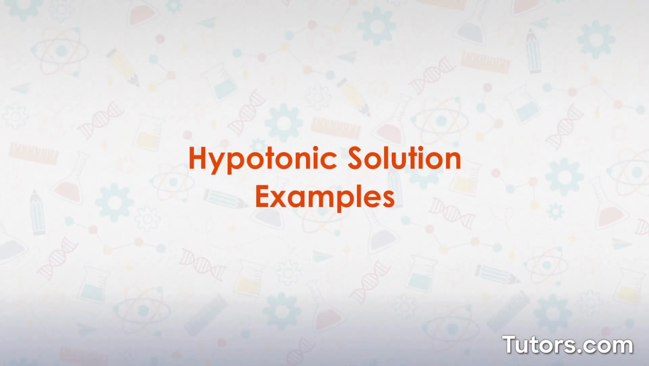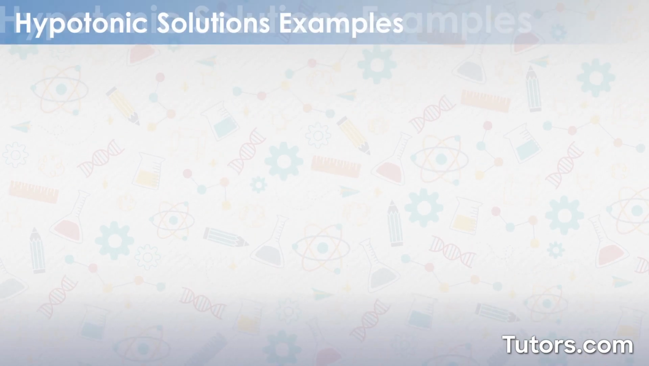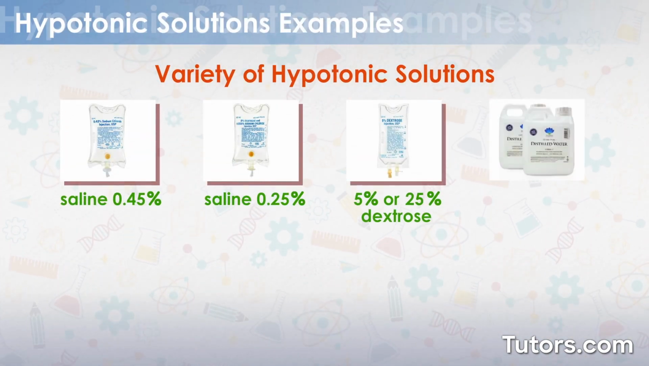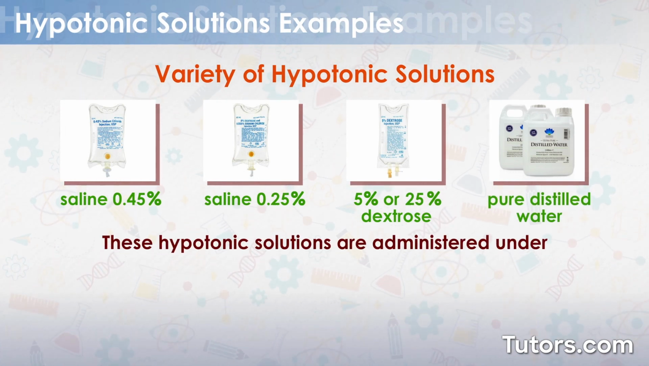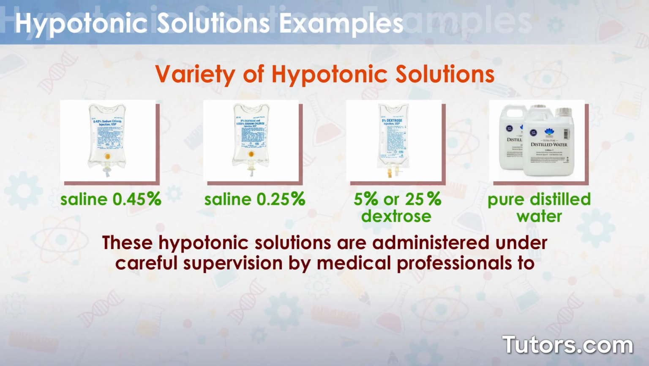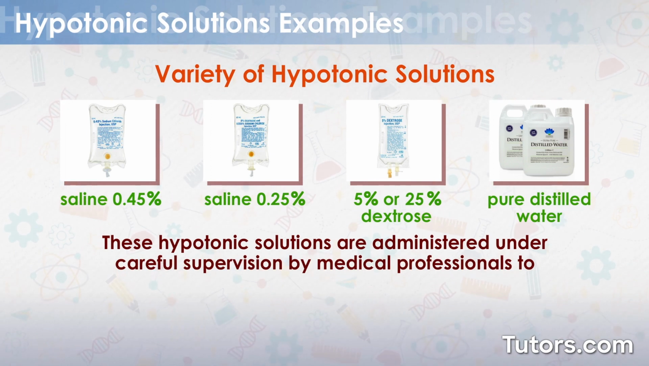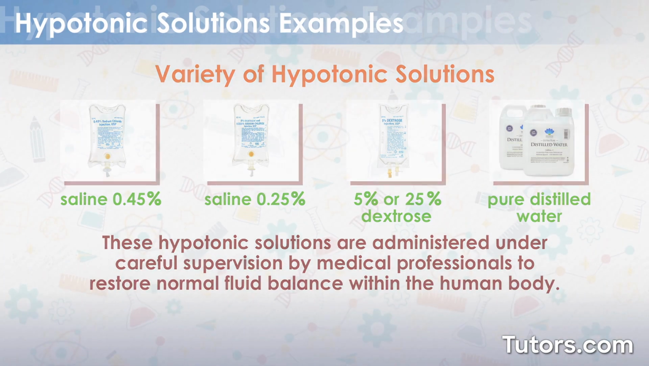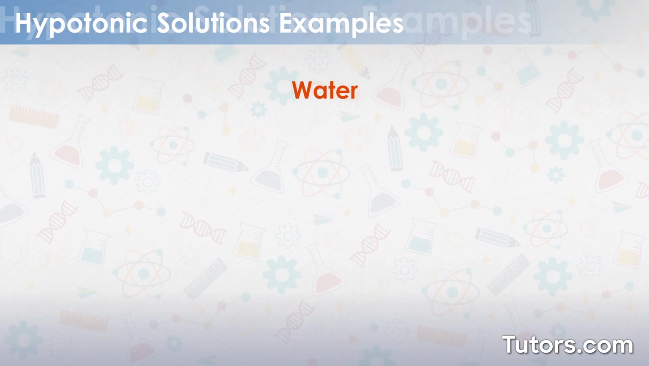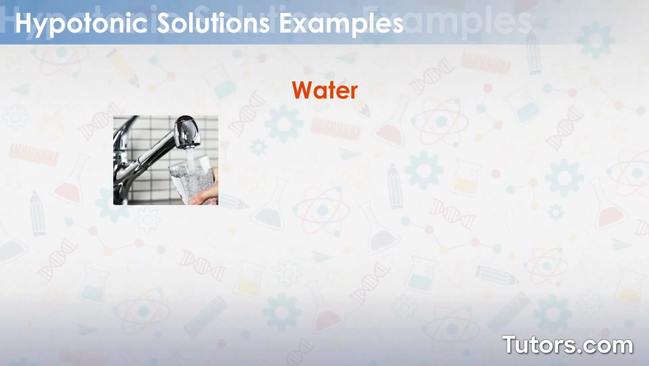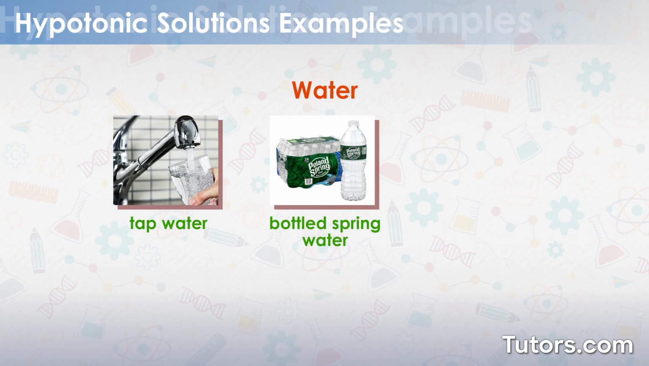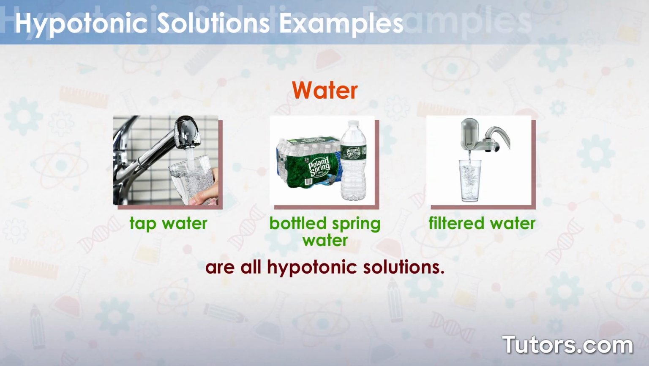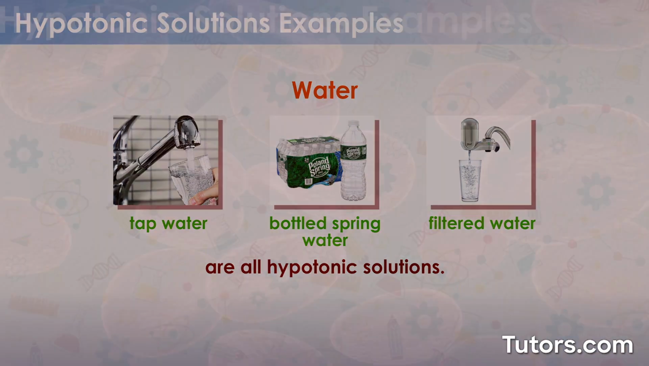Hypotonic solution examples. In medicine, there are a variety of hypotonic solutions. These hypotonic solutions are administered under careful supervision by medical professionals to restore normal fluid balance within the human body. Water is an example of a hypotonic solution found in nature. The tap water, bottled spring water, and filtered water you drink every day are all hypotonic solutions.